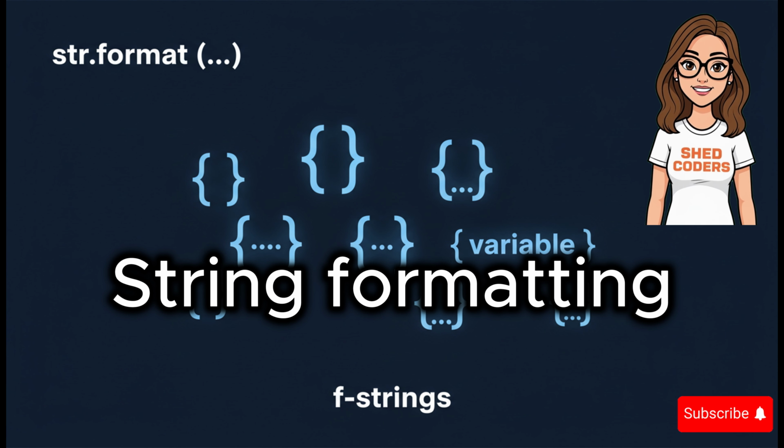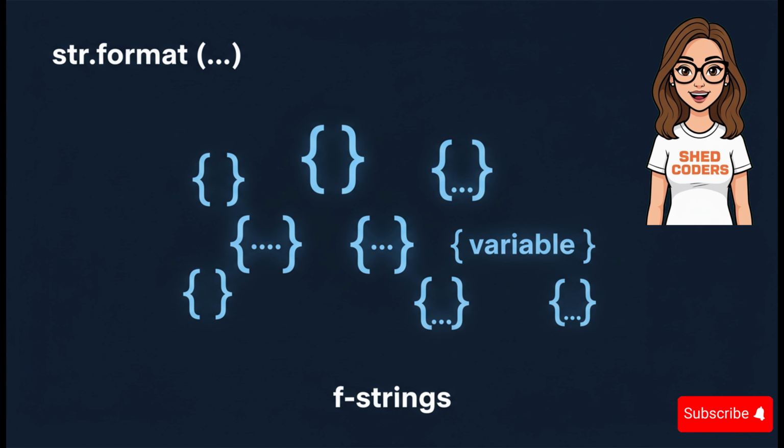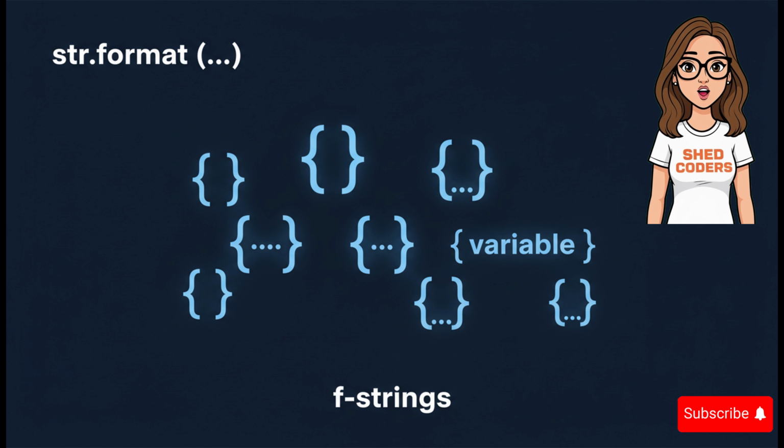String formatting is an essential feature in Python that allows you to create dynamic and readable strings by inserting variables into them. This guide will introduce you to the two most common methods of string formatting, helping you understand their syntax, use cases, and differences.